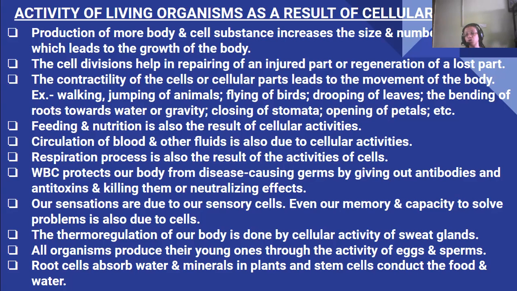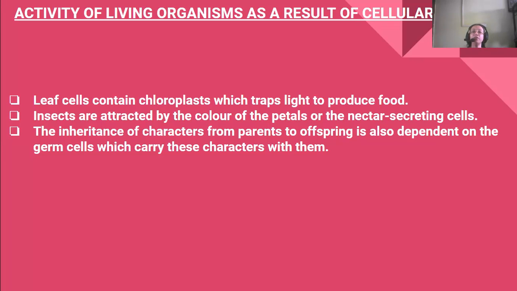Then the root cells absorb water and minerals in plants, and the stem cells conduct the food and the water. These are all due to the cellular activities of the xylem and phloem. Again, the leaf cells contain chloroplasts, and that's why they can trap sunlight and produce food. Then insects are attracted by the colors of the petals or the nectar-secreting cells, and thereby they can pollinate the flower. Then the inheritance of characters from the parents to the offspring depends on the germ cells, that is the sperm and the ovum, or in the case of plants, the germ cells, which carry the inherited characters from the parent to the offspring.